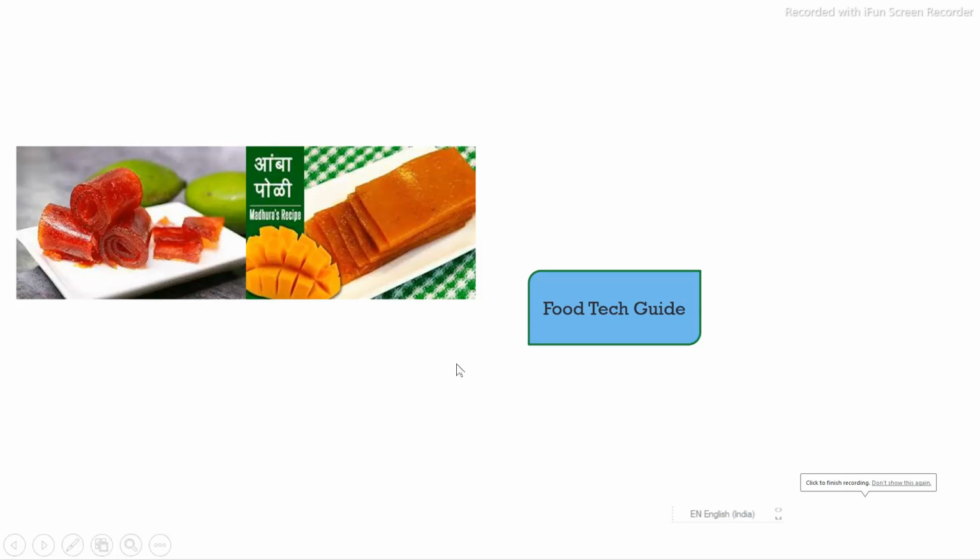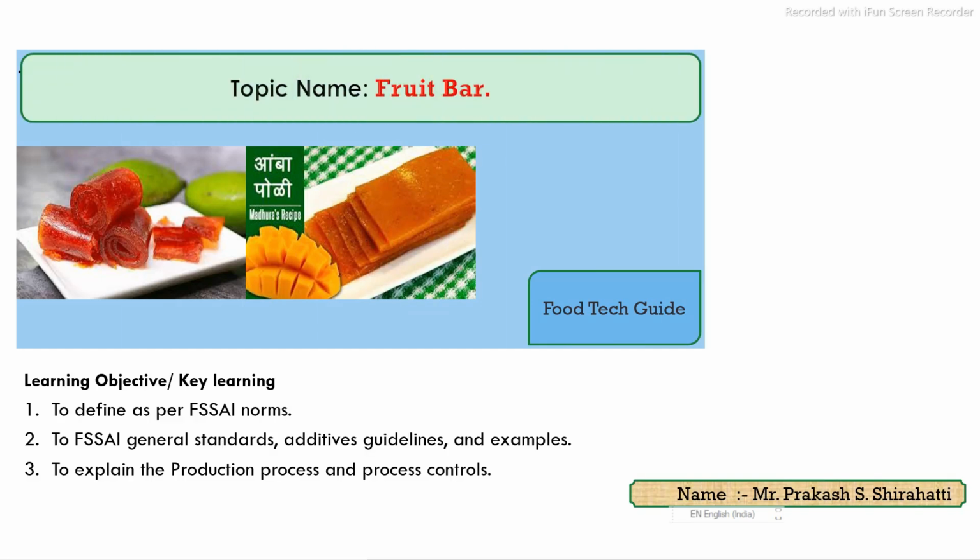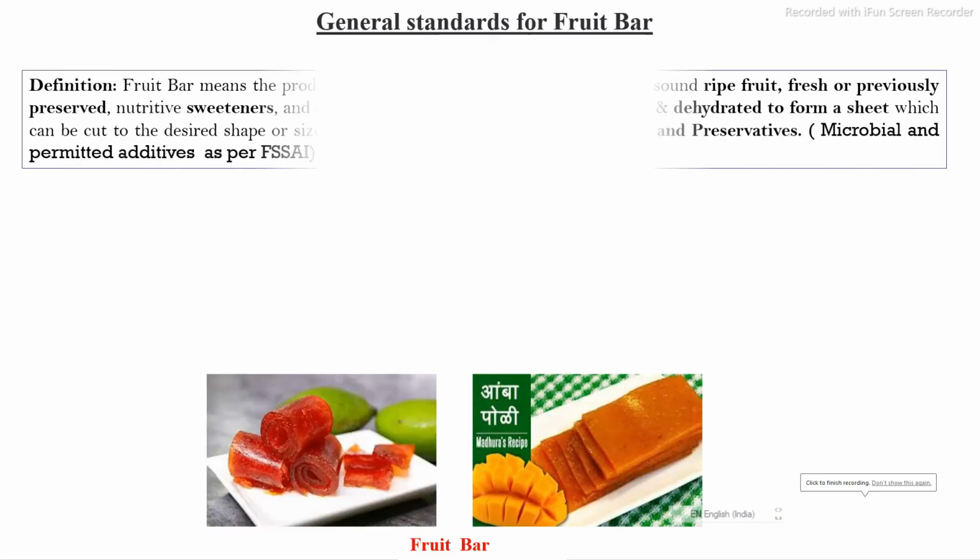In this food tech guide, today we will discuss the fruit bar manufacturing process. In this video discussion, you will learn how the fruit bar is manufactured, what the raw materials are, and what the general guidelines regarding the standards, additives, and process control are, in order to produce a high quality final product. As per the food standard, what is a fruit bar?